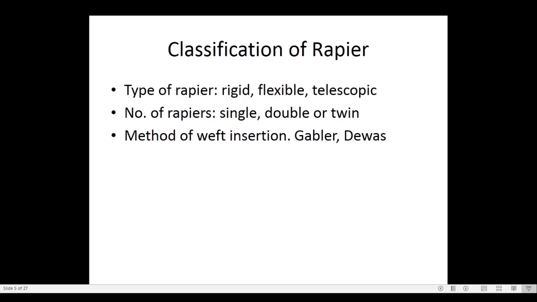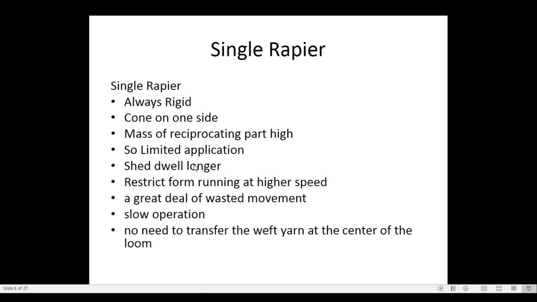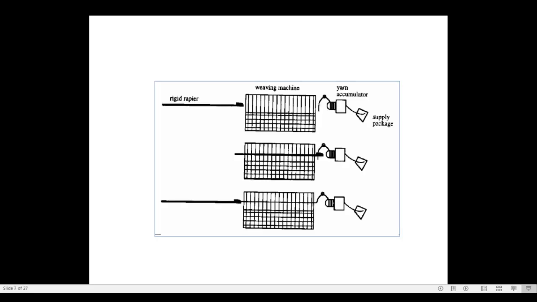So we have started classification of rapier. We have seen what the single rapier concept is in detail, and we have covered its advantages and disadvantages. So this is the single rapier: the rapier goes from only one side and takes the weft on the other side, and the weft is coming on the receiving side. So this is the single rapier we have seen.